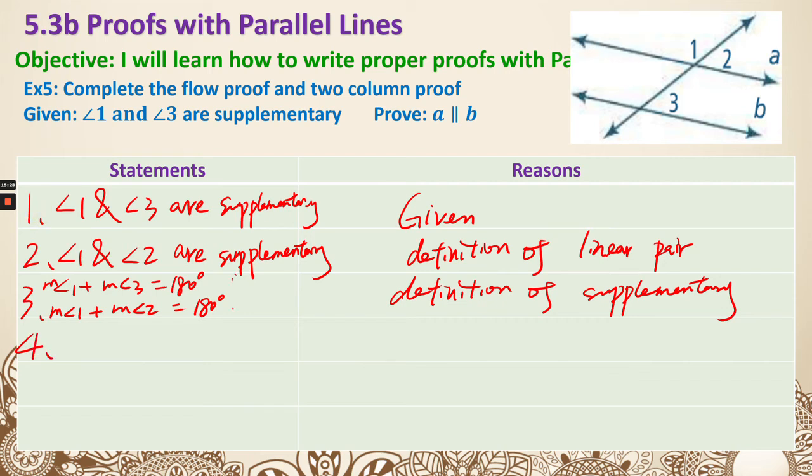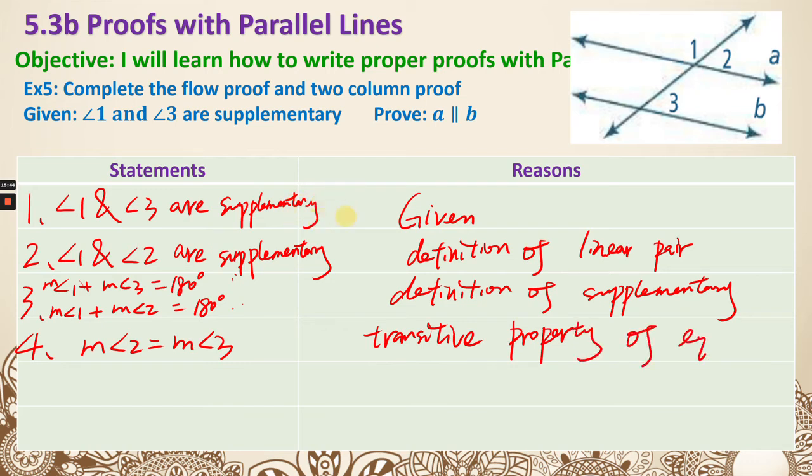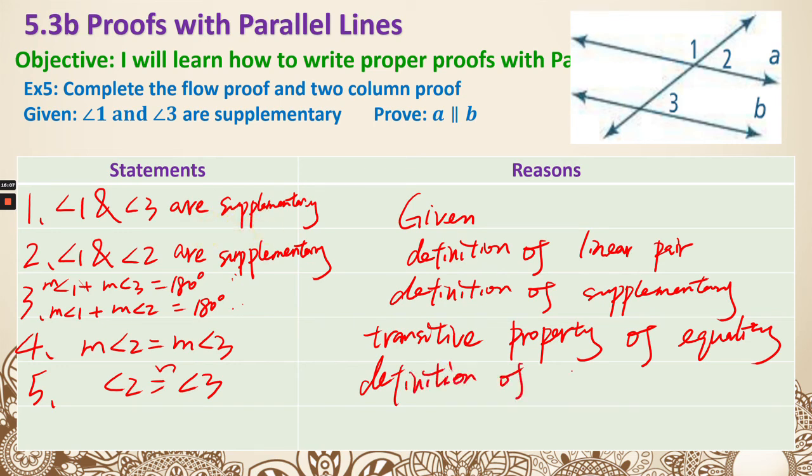Step 4, because they both equal 180 degrees, they both have the measurement of angle 1. We can actually say measurement of angle 2 is the same as measurement of angle 3, and that is transitive property of equality. And step 5, because they're the same, we can say angle 2 is congruent with angle 3. The reason I need to change into congruent is because the corresponding angle theorem says if two angles are congruent. It didn't say the two angles are equal. So that is definition of congruence.